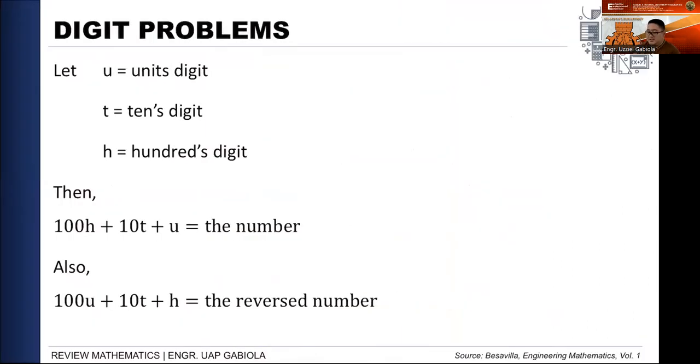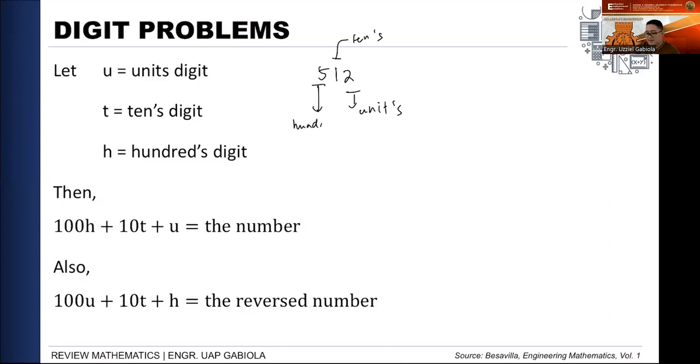Next, punta tayo sa digit problems. So, sa digit problems, we can let yung mga digits natin as U for unit digit, T for tens digit, and H for hundreds digit. Ibig sabihin nun, kung meron tayong number na halimbawa ay 512, ito yung ones digit natin o yung units. Ito yung tens digit natin. Ito yung hundreds natin.